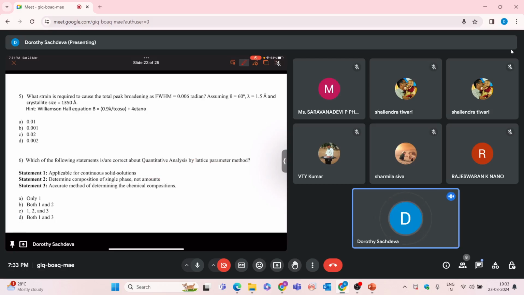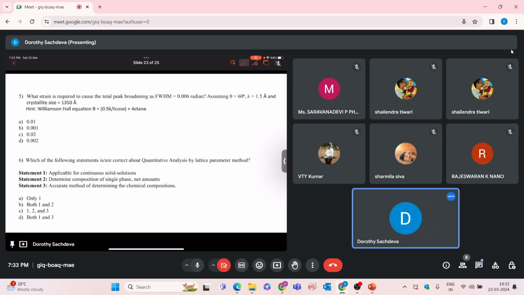So next, question number 5 says, what strain is required to cause the total peak broadening as FWHM equal to 0.006 radian, assuming theta is equal to 60 degree, lambda is 1.5 angstrom, and crystallite size is 1350 angstrom. A hint is also given in this case, which I guess we discussed, or not, I don't remember.